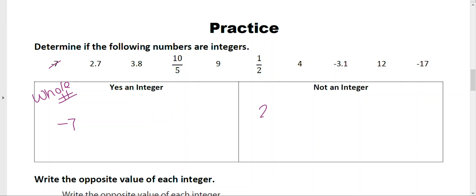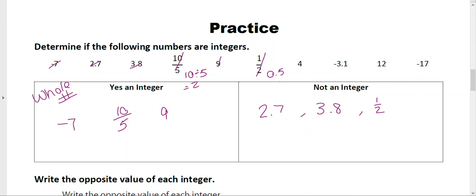2.7 is a decimal, so that is not an integer. 3.8 is a decimal, so that is not an integer. Now, 10/5, it's a fraction, and if I solve this fraction as 10 divided by 5, 10 divided by 5 is 2. So that is a whole number, so that is an integer. Number 9 is a whole number, so that is an integer. 1/2, if I divide that 1, I get 0.5. So that is not an integer.